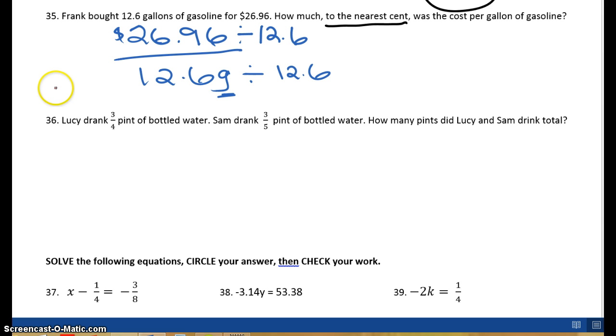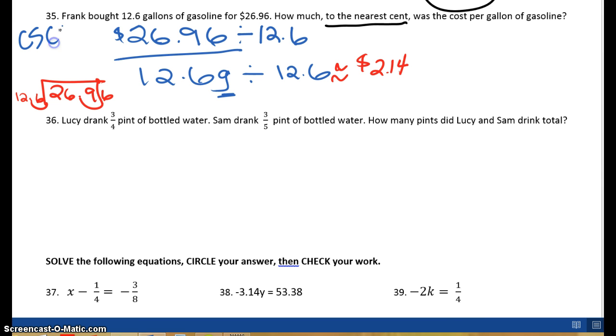Now when I'm looking at this here, I would set this up with 26.96 inside the division house, and 12.6 on the outside. Again, we have to swoop that decimal, bring it up. And you end up getting, to the nearest cent, about $2.14. Now, I'm not finished here, since I know my answer has to be in a complete sentence, complete thought.